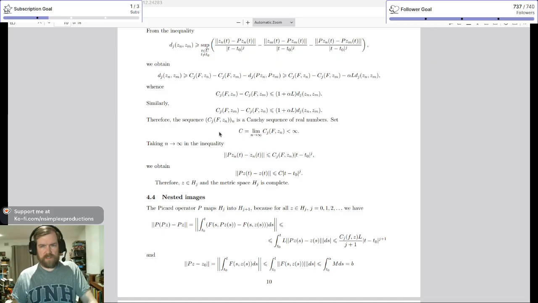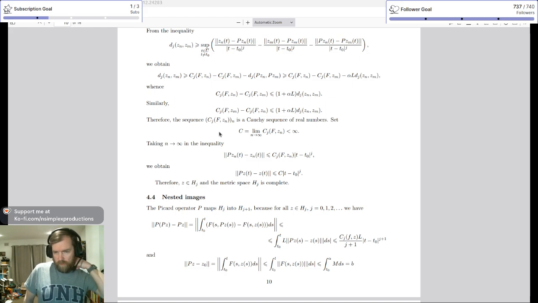sub n is finite. Taking n going to infinity in the inequality given here, we obtain that the norm of z of t minus z of t is less than or equal to c times the absolute value of t minus t0 raised to the j. Therefore, z is in h sub j metric space. H sub j must be complete.